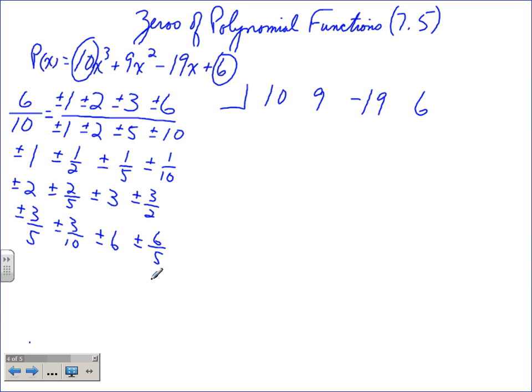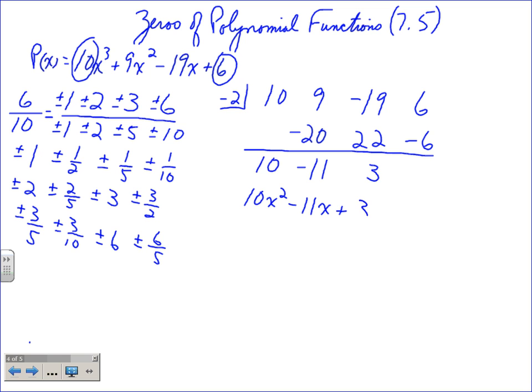So what we want to do is go to your calculator, and I'm going to plug in y equals 10x cubed plus 9x squared minus 19x plus 6, and I'm going to find one of them. What would you say the zero is then? -2. And that is on our list. All right? So we use synthetic division. Okay, it is a 0. And what it equals is 10x squared minus 11x plus 3. And what do we do with that? Factor it.